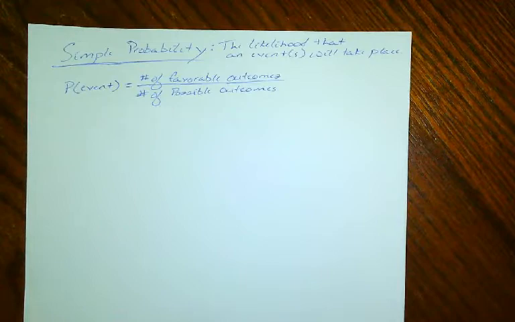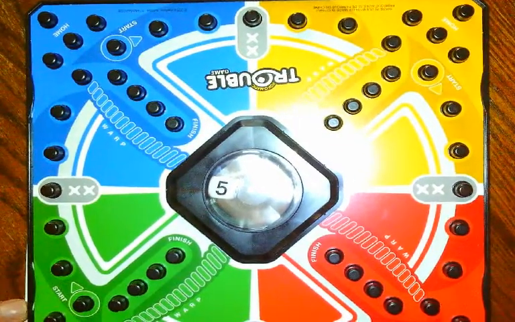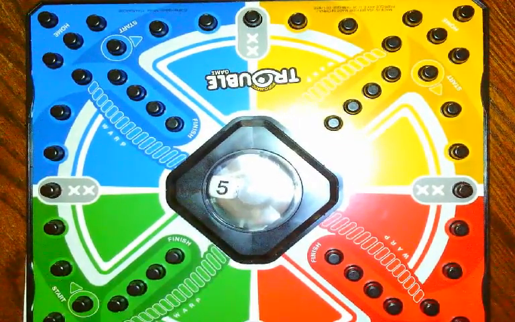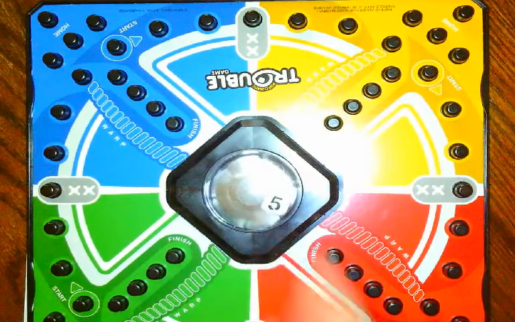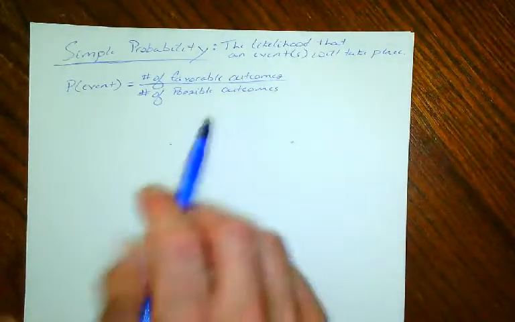Alright, so let's talk a game as our example. My oldest son really likes to play Trouble. Alright, so here you see a Trouble board. And in the center we have a 6-sided die. Alright, you pop it. You've got 6 outcomes. You can get a 1, a 2, a 3, a 4, a 5, and a 6. Alright, so we have 6 possible outcomes.